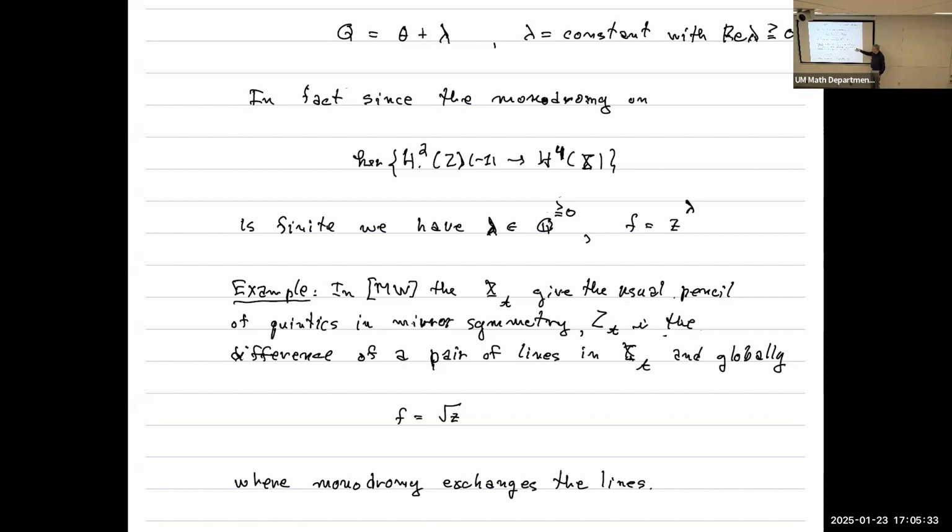For example, the Morrison-Walcher example of the Fermat, where you take a pair of lines, they compute it out to be just the square root of z, where the square root is just the monodromy. When you take a pair of lines around the origin, the order reverses. So that's the reason for the square root.